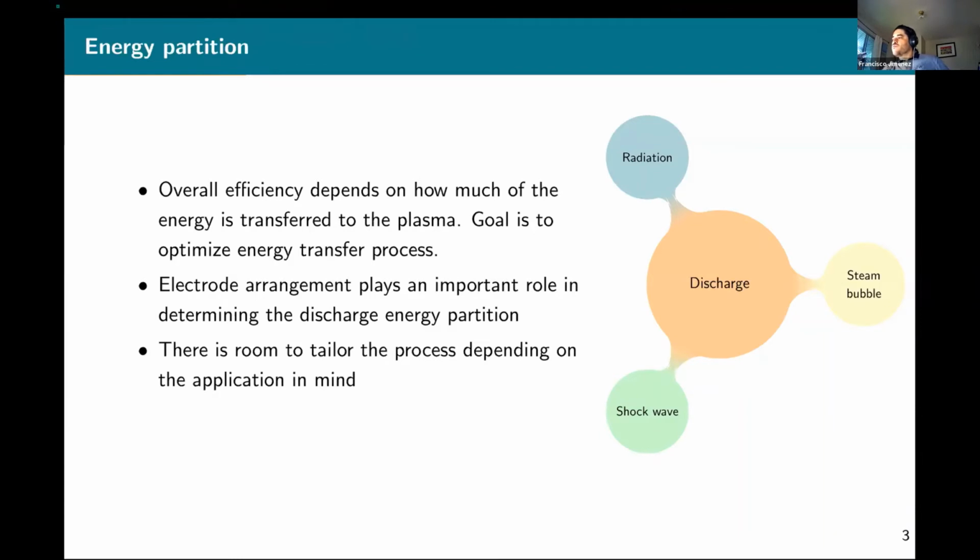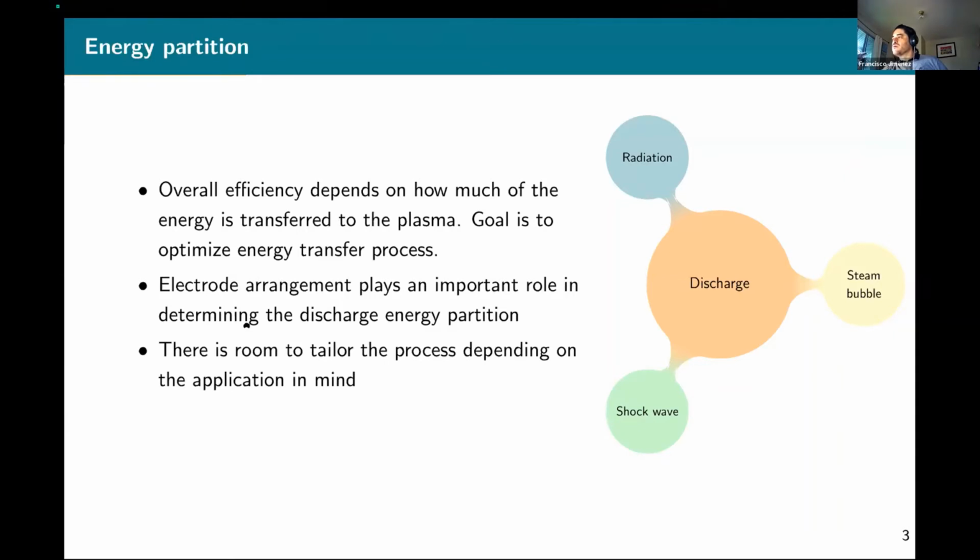The second stage is once breakdown has occurred, and we have a gas channel between the two electrodes. We have a sudden release of energy that creates a plasma, and that's where most of the energy is dissipated in the process. And finally, when the plasma has been fully dissipated, we have a steam bubble whose volume totally depends on the geometry of the chamber where the discharge is being done.